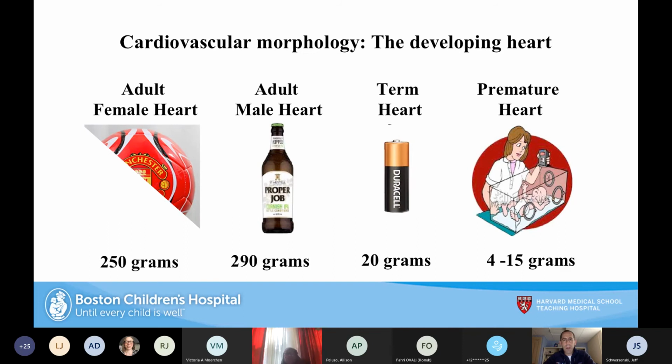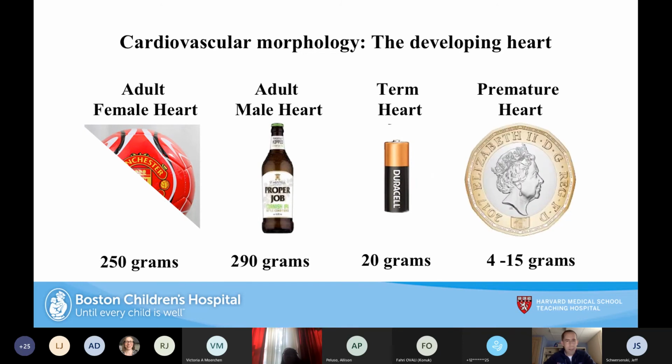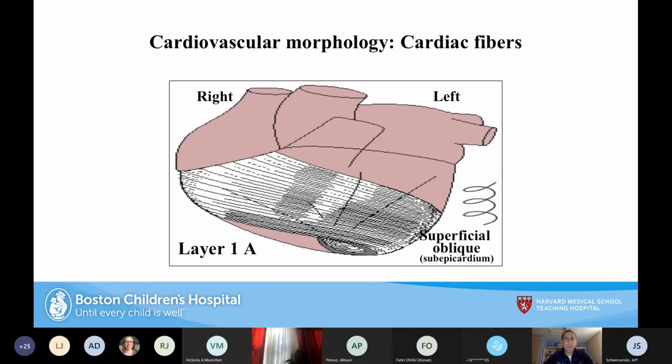The term heart is the weight of a Duracell battery, and the premature heart, for anybody who is visiting us from England, is the weight of the English coin, the pound. So when I talk about cardiovascular fibers, it's important to understand how the fibers wrap around the heart.